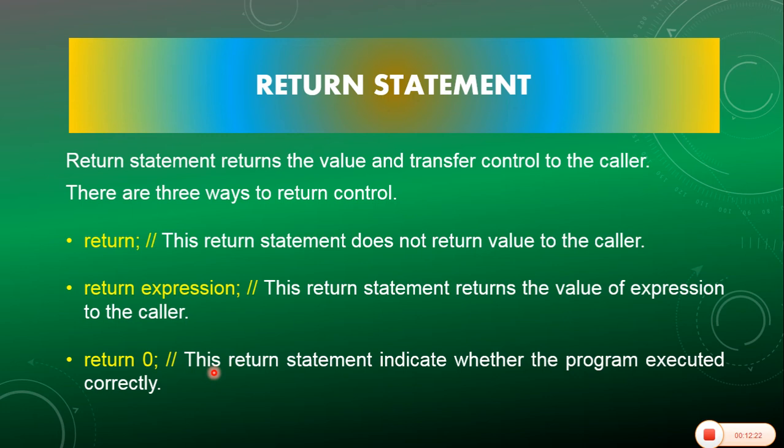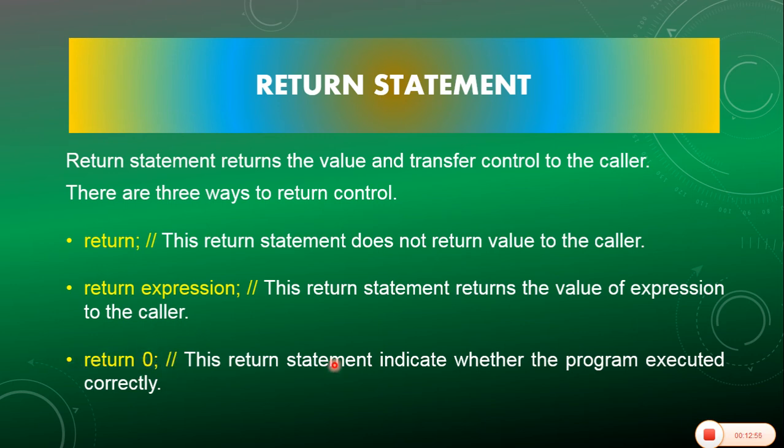So the return statement returns the value and transfers the control to the caller, which is calling the function. There are three ways to return control. First, this return statement does not return any value to the caller. It just executes the statements which are present inside the body of the function. And this statement with a return expression will return the value of the expression to the caller.